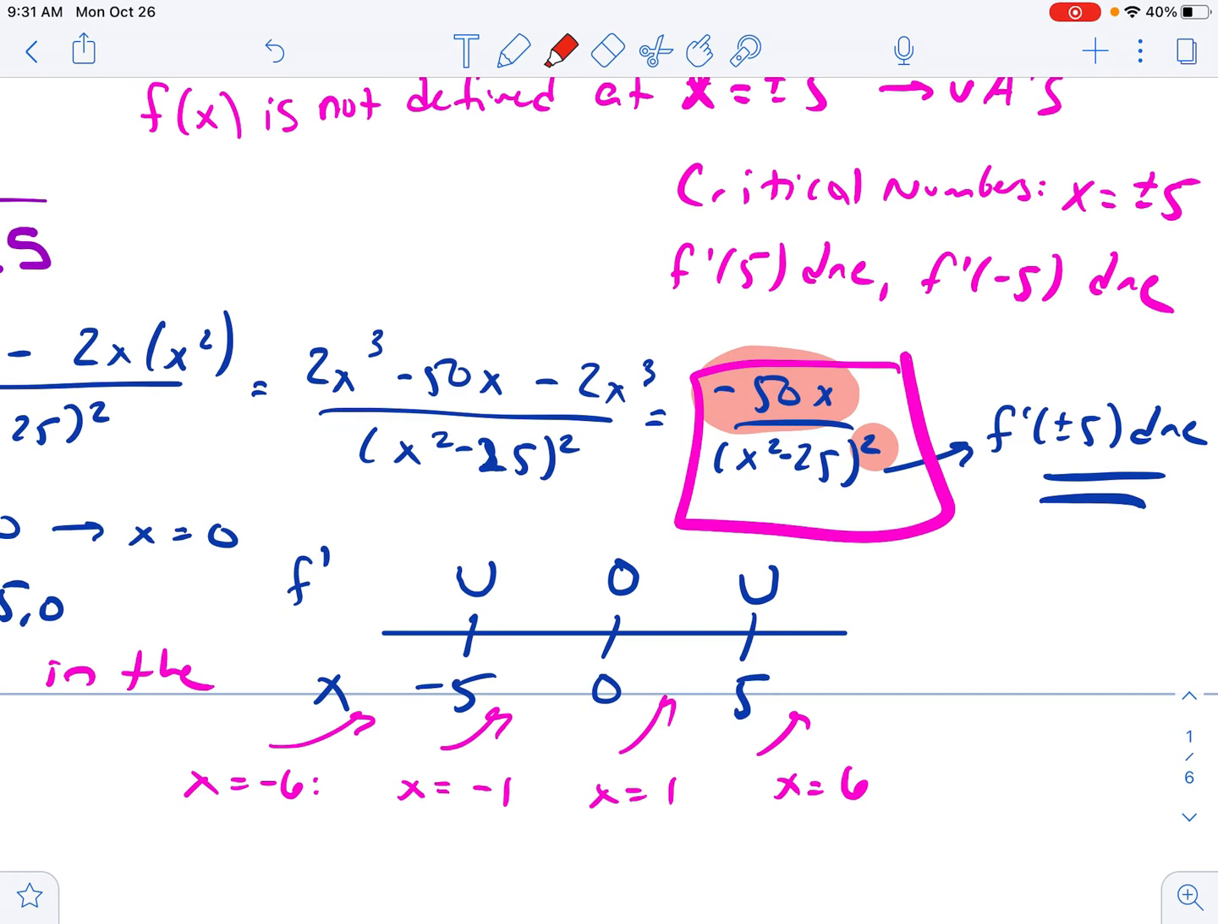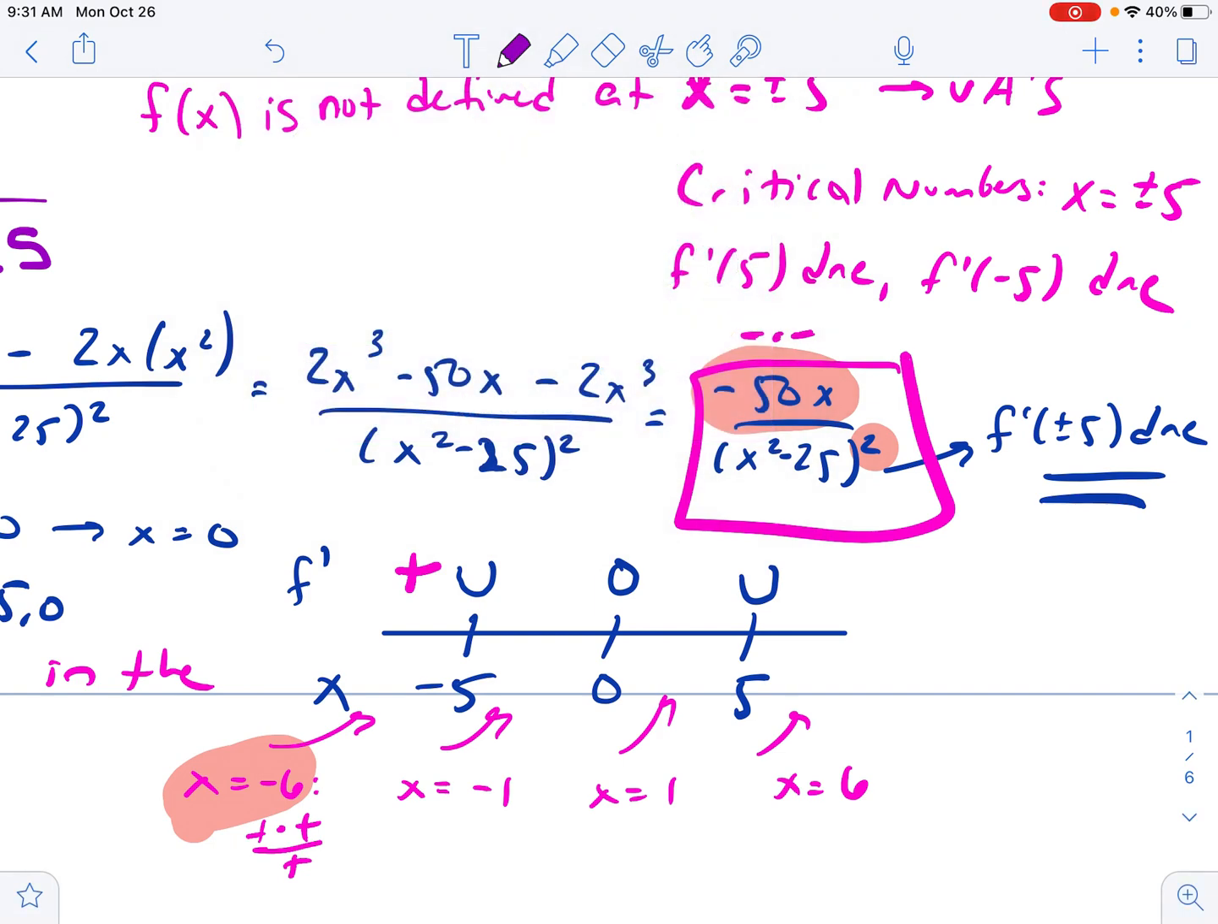Whatever the sign of the numerator is, I'll have either a positive over a positive or a negative over a positive. And it'll be pretty easy to determine what that's going to be based on what x is. So let's start at x equals negative 6, some number to the left of negative 5. Well, I have a negative 50 times a negative 6 in my numerator over my positive. Well, that looks like it's going to come back positive. So f prime is positive for x values less than negative 5.